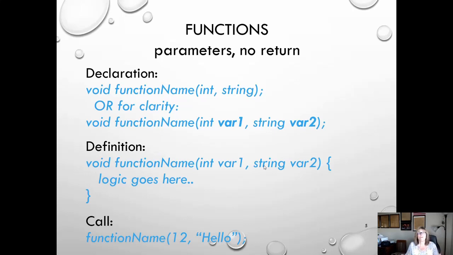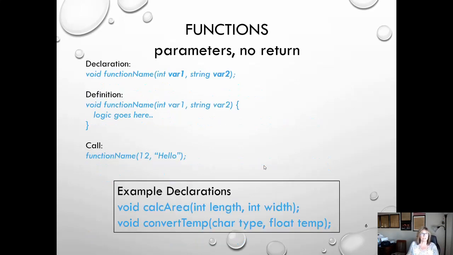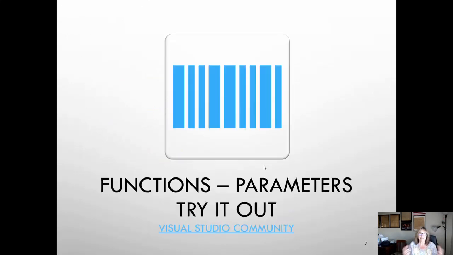Once again, we just call it by name, and I'm going to pass within those parentheses the required arguments, the required data type, and the required number of arguments. So here's an example of what some of those declarations might look like above main. We're going to use the void keyword with the name of my function and some comma-separated parameters. All right, so how about if we try this out? We're going to create some functions that have parameters.